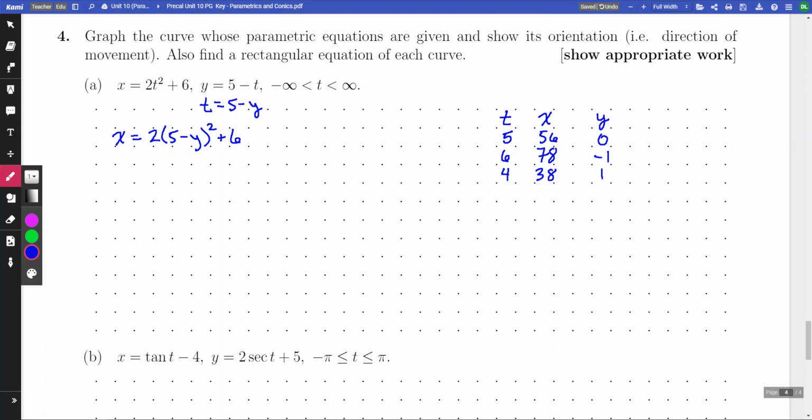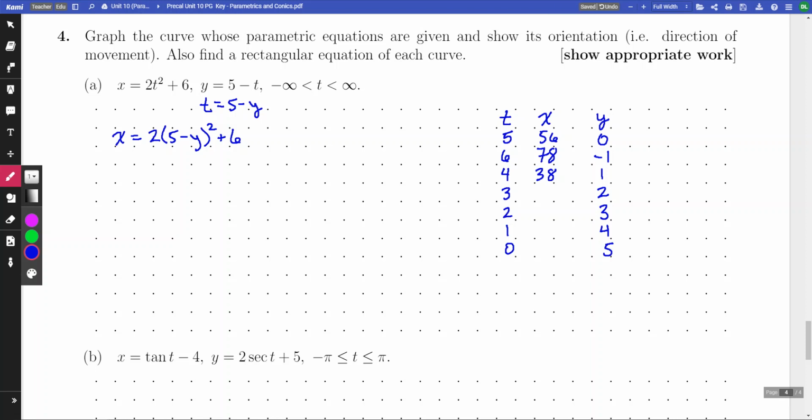And I could go through and do the same thing for a few more values, and maybe I do values going down to 3, 2, 1, and 0 for t. All right, so if t is 3, 5 minus 3 gives y is 2. If t is 2, 5 minus 2, y is 3. If t is 1, 5 minus 1, y is 4. If t is 0, that'd give me a 5 there.